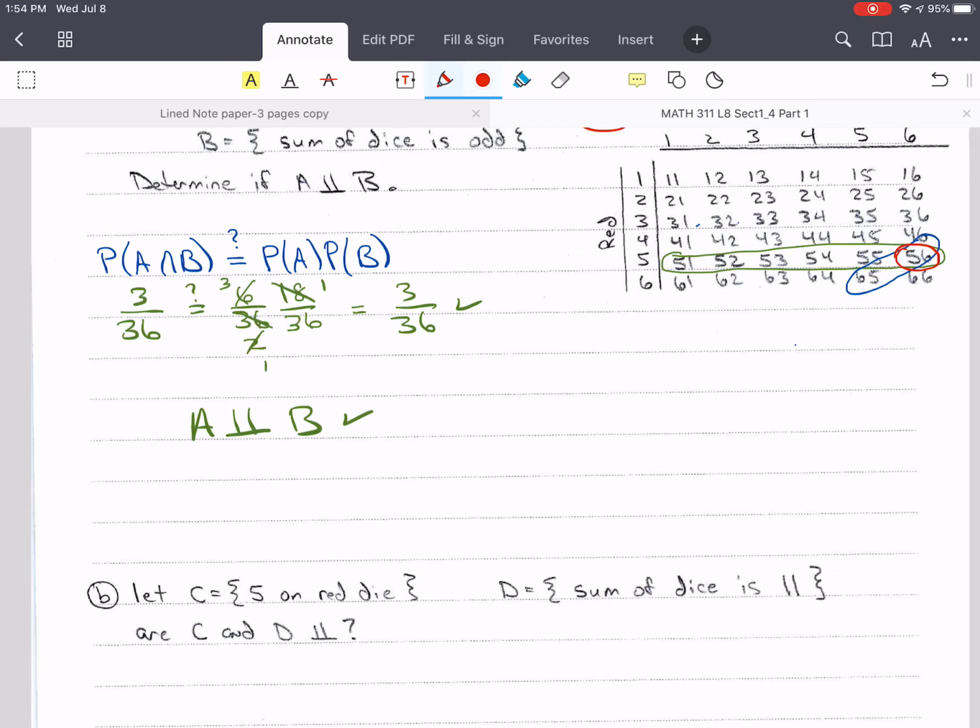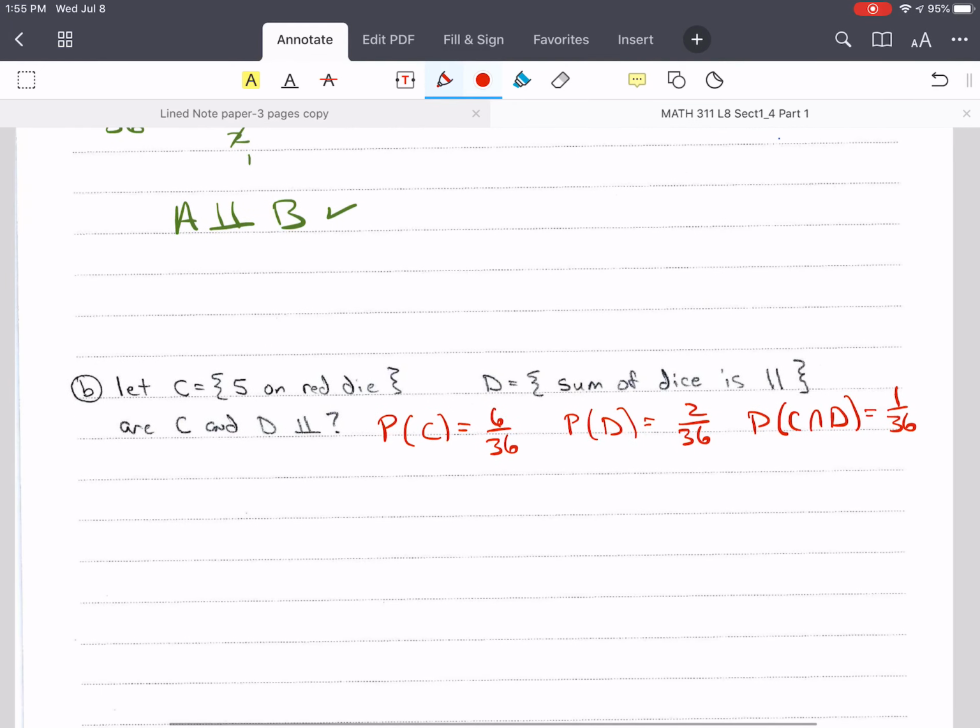Okay, so the probability of C is equal to 6 over 36. The probability of D is equal to 2 over 36. And the probability of C and D is equal to 1 over 36. So let's see if this works. We have the probability of C and D equal to the probability of C times the probability of D, and it's a question mark.